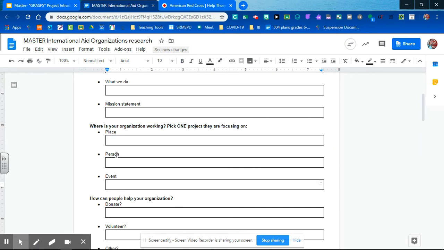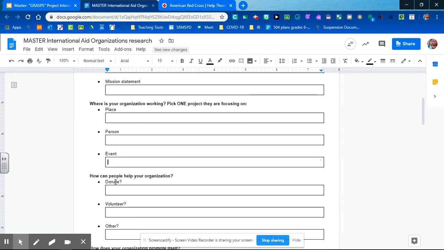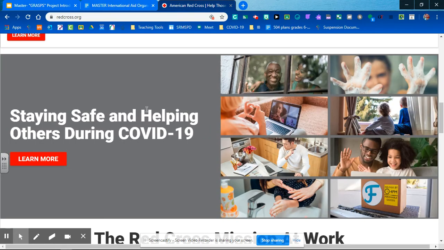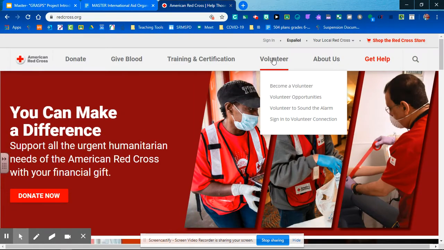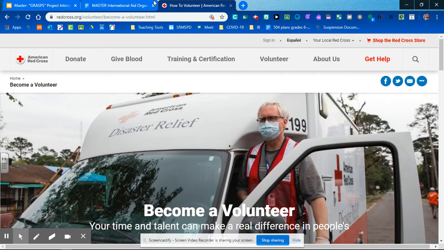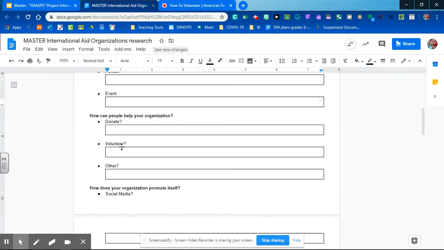Where is it happening? Who's involved? What events are they having? These are open to interpretation. It's not perfect. Some of these you'll find answers to, and some of them you won't. How can people help your organization? Can you donate, volunteer? Are there other things you can do? I bet your website has a tab that says volunteer opportunities. Read it and then fill out your note catcher about it. You're not chugging and plugging. You're not just copying and pasting, boys and girls. We taught you better: use your brains.